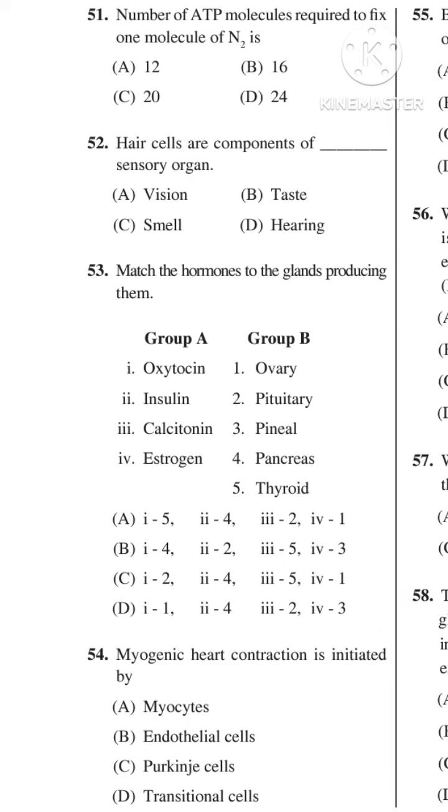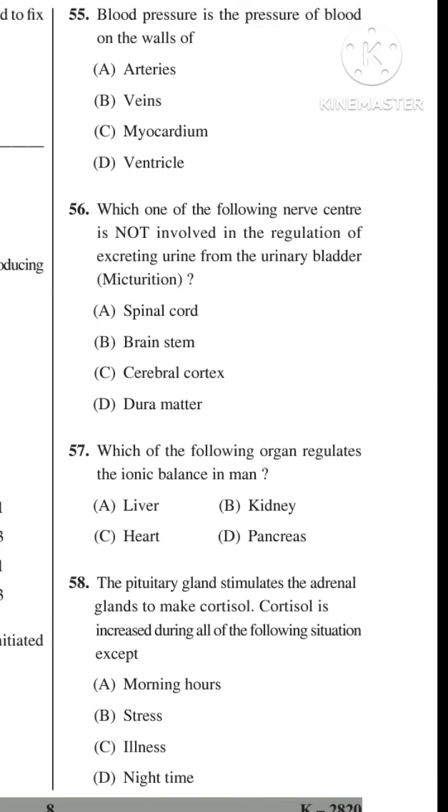Next question number 54, myogenic heart contraction is initiated by. We know that there are two types of heart, neurogenic heart and myogenic heart. So myogenic heart contraction is initiated by myocytes. So option A is the correct answer. 55, blood pressure is the pressure of blood on the wall of. So it is the pressure of blood on the wall of arteries. So option A is the right answer.